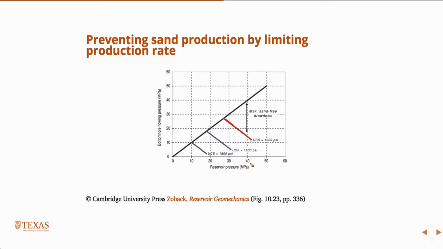So this is at an unconfined compressive strength of 1,000 psi, at 1,600 psi, and at 1,800 psi. And the difference between the diagonal line where you're producing it all, and these lines would be the sand-free drawdown, right? If you have a rock that has an unconfined compressive strength of 1,000 psi, anything in here would be sand-free, you wouldn't produce sand. And likewise, the stronger the rock you get, the more you increase that region of sand-free production.